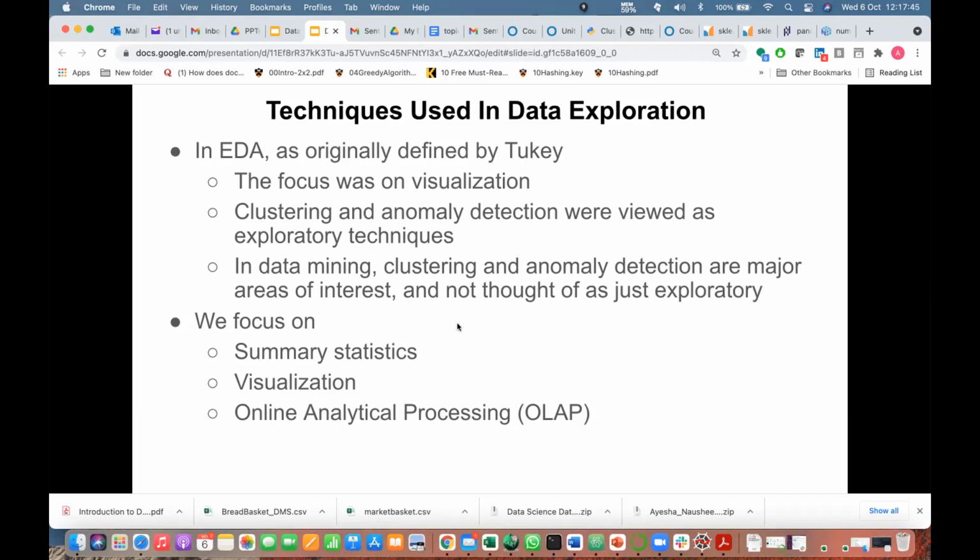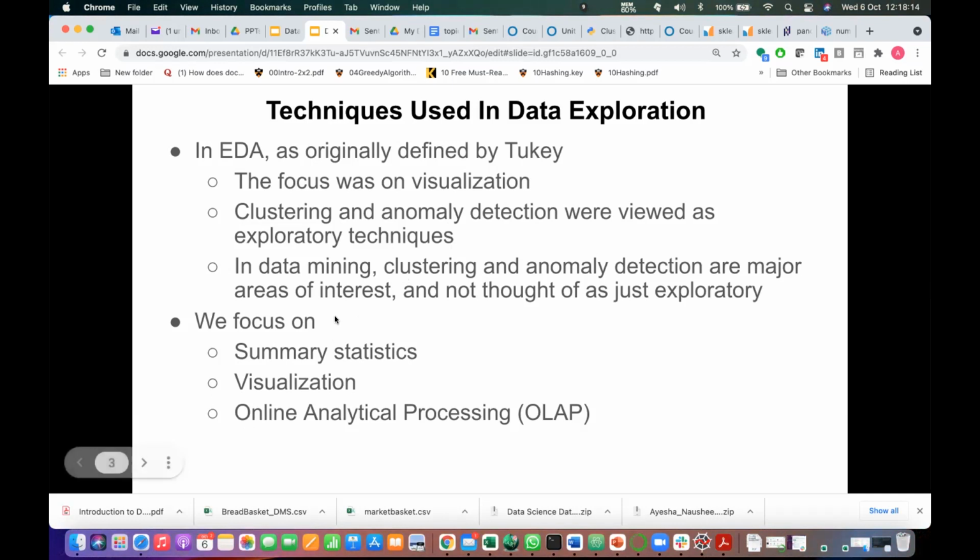In data mining, clustering and anomaly detection are major areas of interest and not thought of as just exploratory. This exploratory analysis is not enough to find full clusters and do anomaly detection, but it will help us initially to find out whether there are any naturally formed clusters or any outliers. But those themselves are very important algorithms in data science.